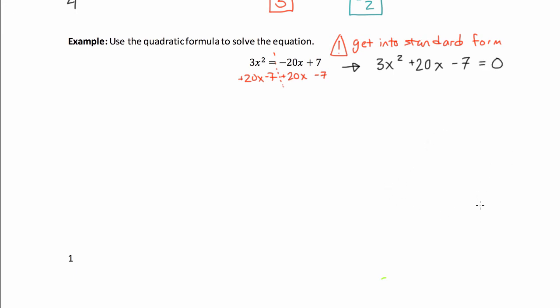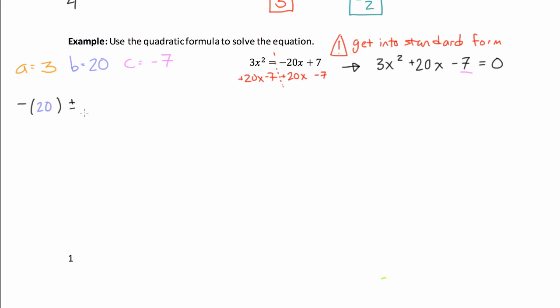So now I'm going to do that same thing, and I'm going to get my a. So my a equals 3. My b equals 20. And my c equals negative 7. And now I'm going to take all that stuff, the opposite of b. Now my b is 20, so it's going to be negative 20.